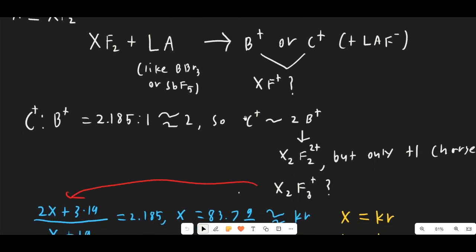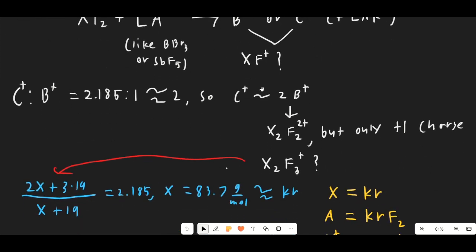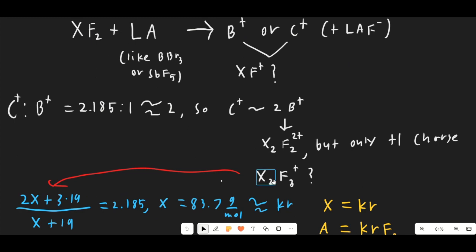So if we assume that C is similar to 2B, 2B is going to be X2F2 2+. But notice that we're given that it's C+, which means it has a +1 charge, so we can add another fluoride ion back, and we get X2F3+, which could very well be the identity of C, because it's a little bit more than twice as massive as B.